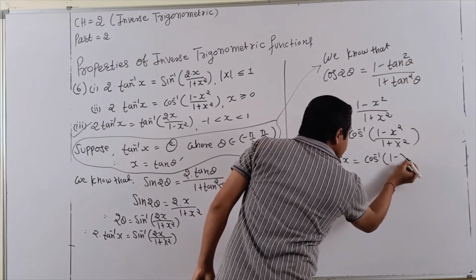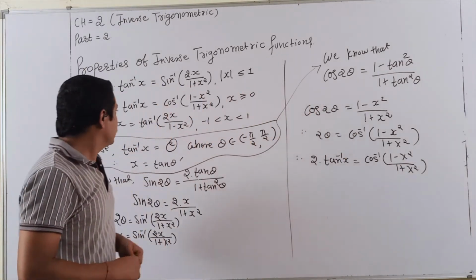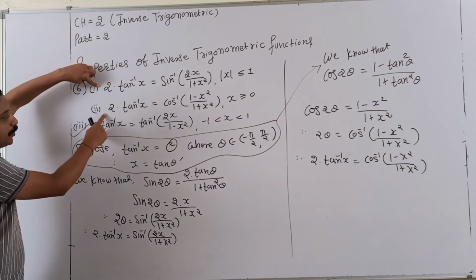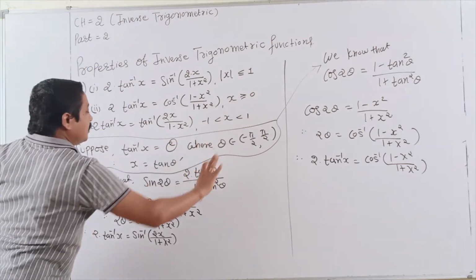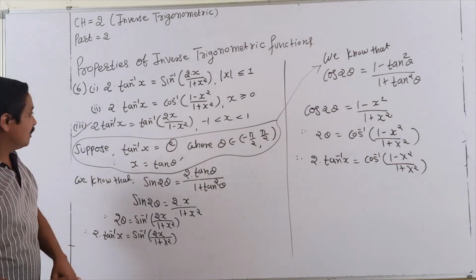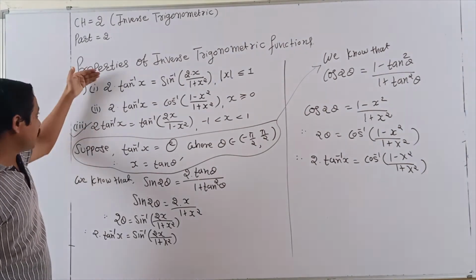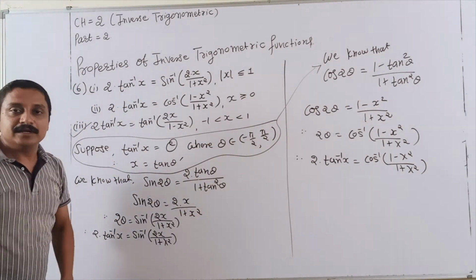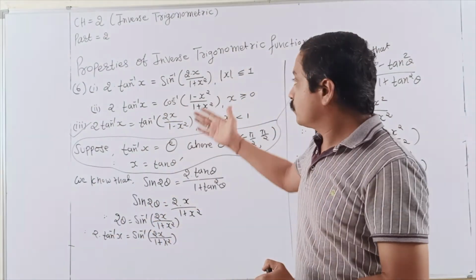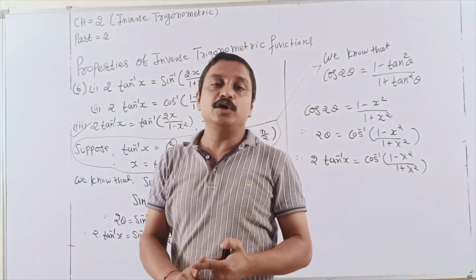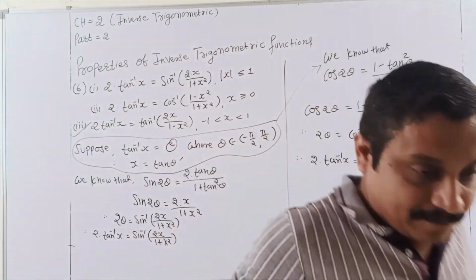So cos inverse of (1 minus x square) over (1 plus x square), same as, students, this property number 1 and property number 2 combined here. Only the assumption is the same, tan inverse x is equal to theta. And the third I already explained in the fifth case. That's why your sixth property is also done. Now students, I go to numericals related to all our properties, property 1 to all 6. Yes, now I start numericals.